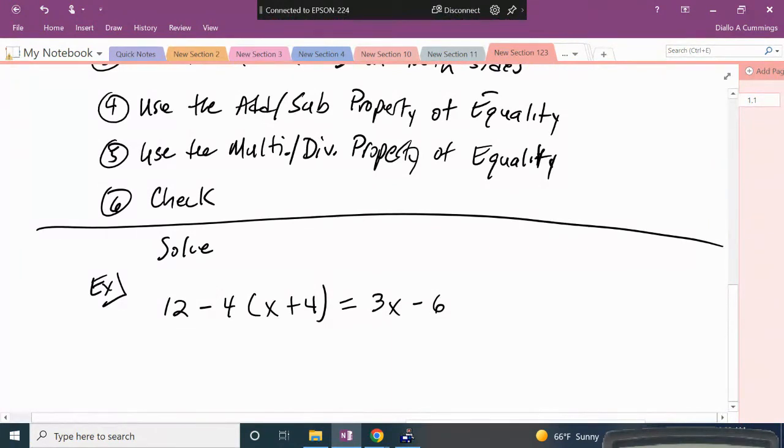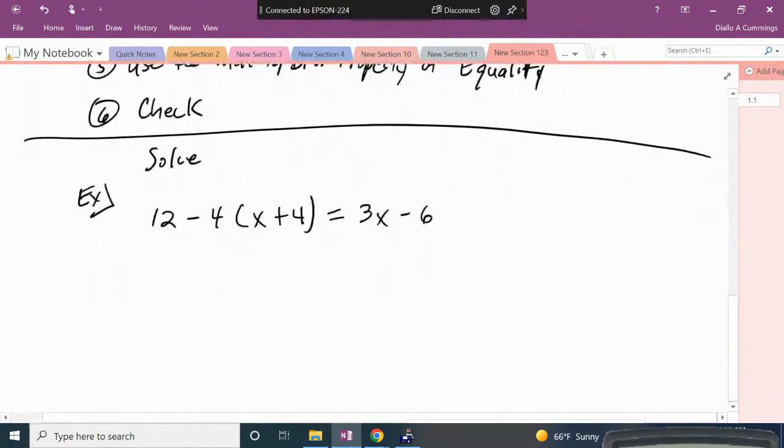Okay, so now we're just going to run through those 6 steps. The first step says remove any fractions, which we don't have in this equation. The second step says remove any parentheses by using the distributive property. Remember that the distributive property states that if we have a set of parentheses, here the x plus 4 within the parentheses, I'm going to take the number on the outside, in this case -4, and multiply or distribute -4 with every term on the inside of the parentheses.